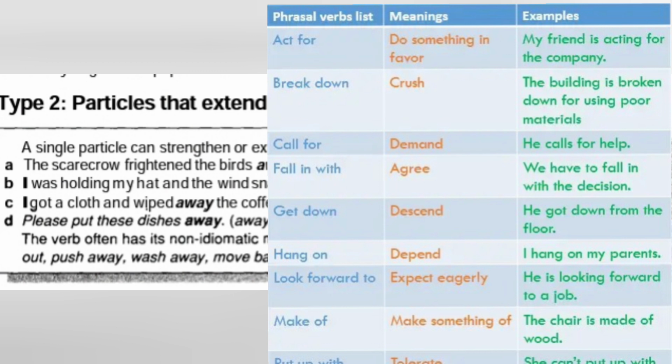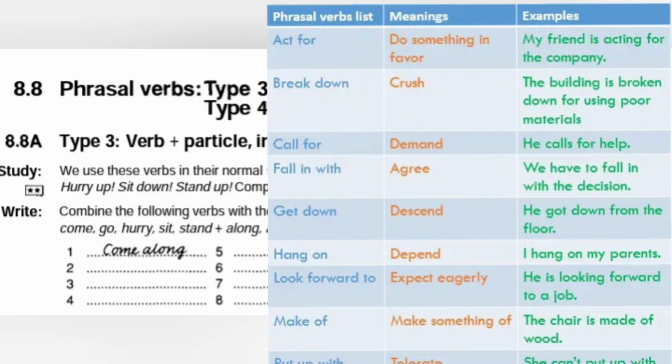Let's now have a comparison. Type 3, meaning verb plus particle, intransitive. Type 4, verb plus particle, preposition, transitive. So type 3, verb plus particle, non-idiomatic. Example, hurry up. We use these verbs in their normal sense. Many combinations are possible. Example, hurry up, sit down, stand up.